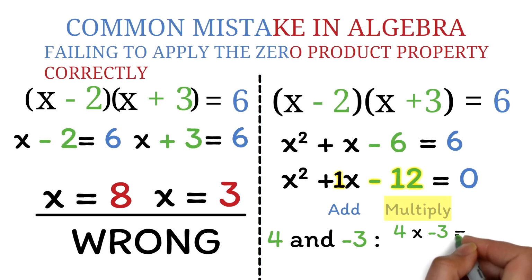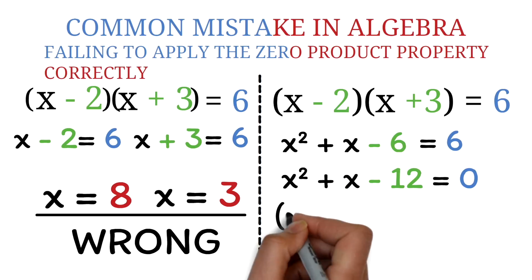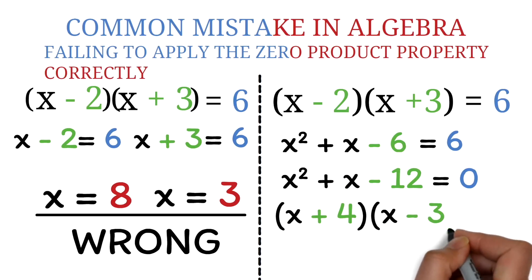Positive 4 times negative 3 equals negative 12. Positive 4 plus negative 3 equals positive 1. So after finding these numbers, all you do is put them in parentheses with the variable x, and you are done factoring your quadratic. So we have (x plus 4) and (x minus 3). Now, if there's any part up to this point that you don't fully understand, you can check out my videos for a more detailed explanation.